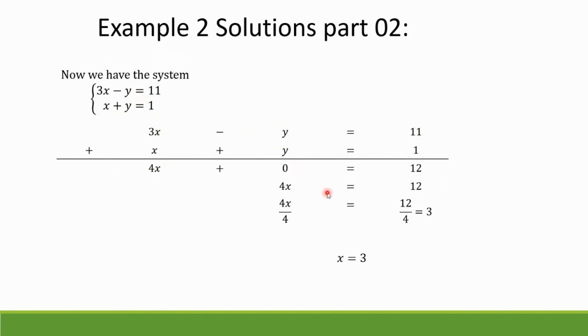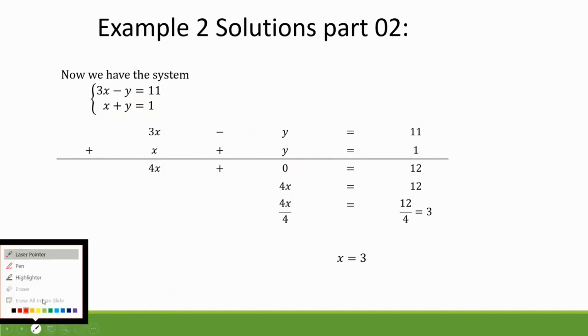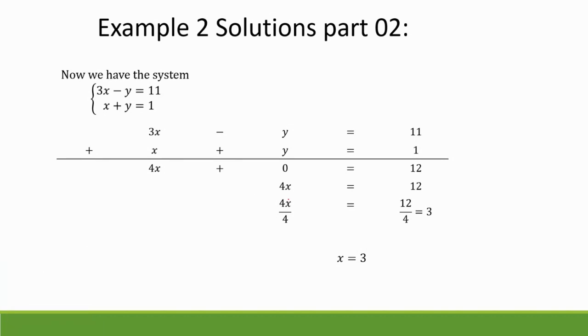But remember, we don't want 4x, we want x, so we can divide both sides by 4. Now, how do we do that? Well, these 4's cancel, right? And we get x equals 12 over 4, which is 3. Now we know then an x value, right? We know an x value.